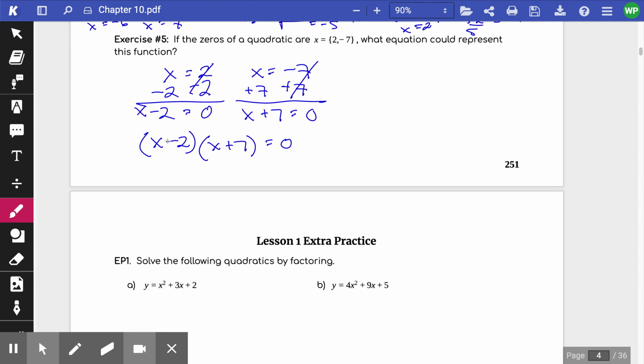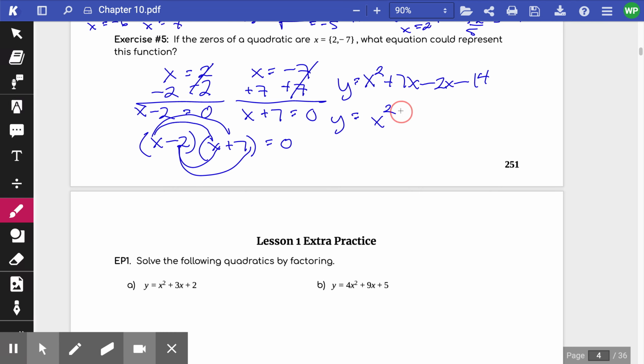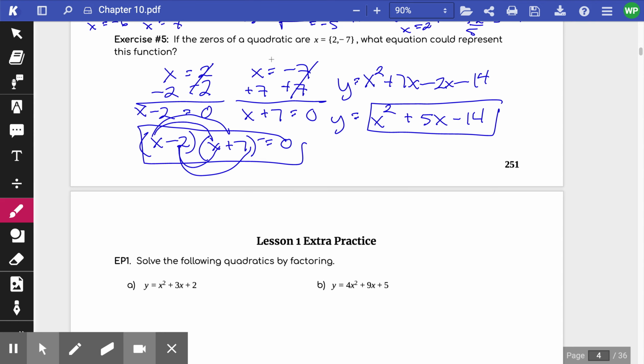If you wanted to, you could distribute the x to the x, and you could get x squared. You could distribute the x to the 7 to get 7x, the negative 2 to the x to get negative 2x, and the negative 2 to the 7 to get negative 14. After you combine like terms, you'll get a final equation in standard form that says x squared plus 5x minus 14. So if it doesn't say standard form, you could put this equation or this equation, and either one would be perfectly acceptable.